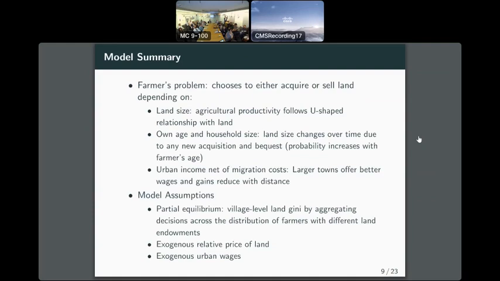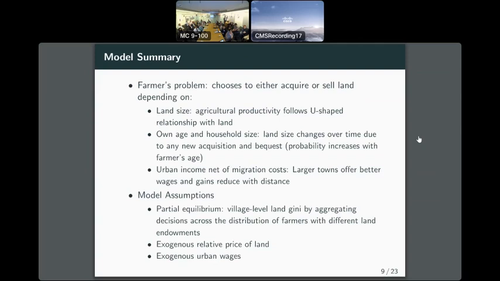And then finally, how much would they earn if they migrated to an urban job, net of migration costs? And so that third pattern that I told you about, the larger the town, the worse the gradient, comes from the fact that larger towns, like being close to Washington D.C., are going to give you more opportunities, going to give you higher wages than if you're close to Williamsburg, Virginia, right? And so that's going to affect the farmer's problem.